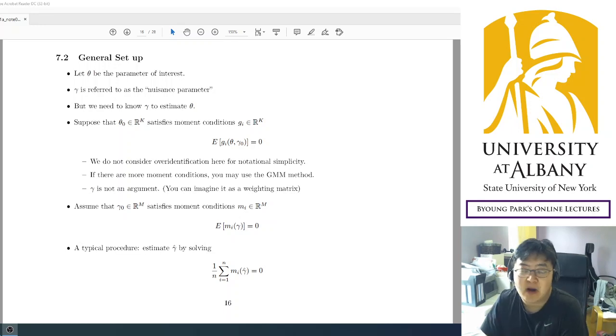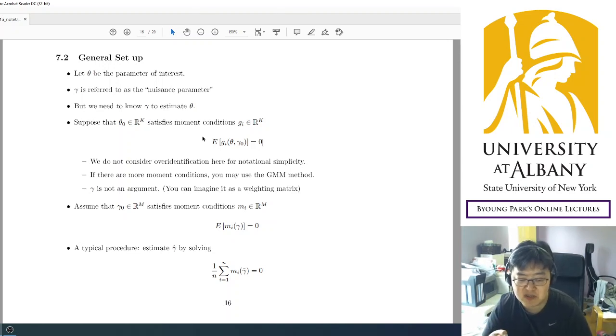Hello. So I'm going to give you the general setup for the two-stage estimation method. First, theta is the main parameter of interest. We are interested in theta only. And theta satisfies some moment conditions like this. However, as I said in the previous video, if you have moments for theta, then you can use the GMM method.